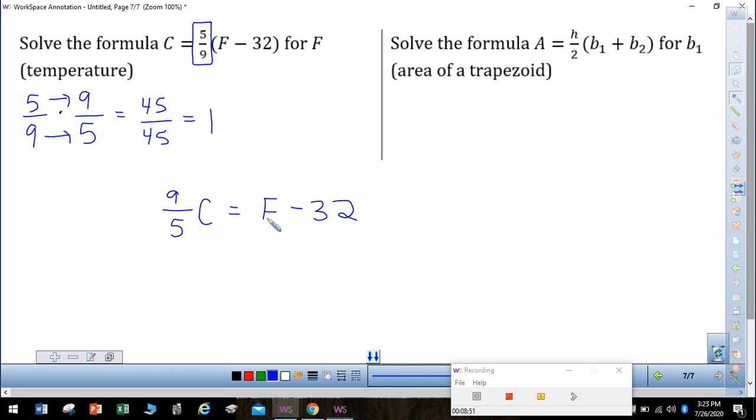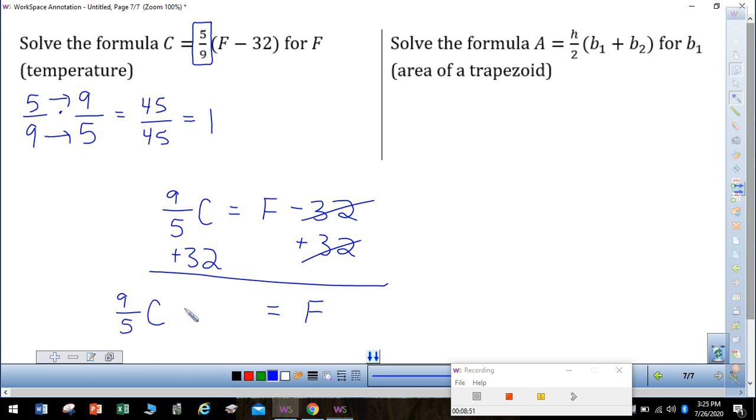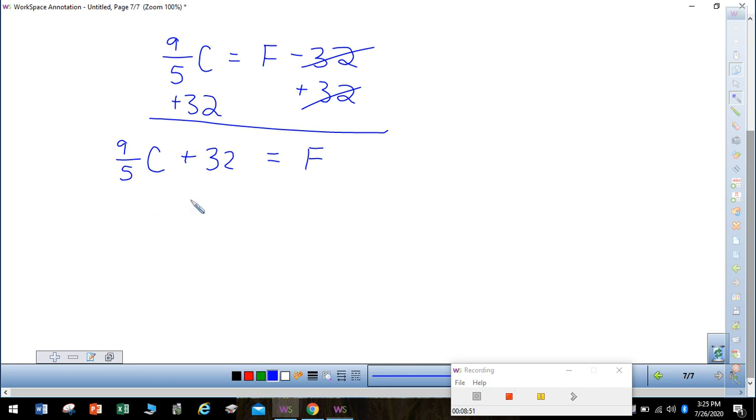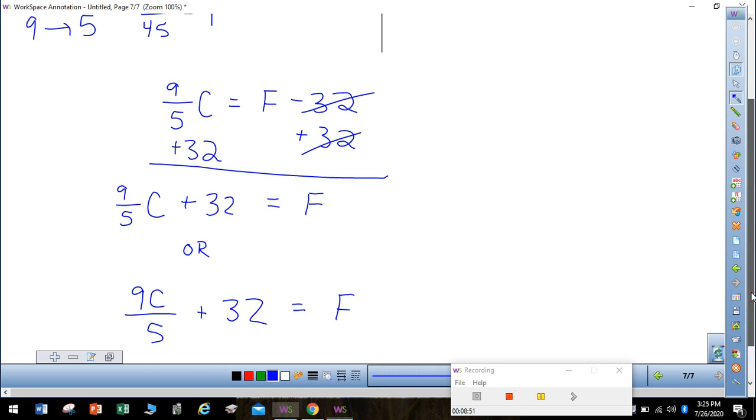Now all we need to do to get F by itself is simply add 32 to both sides. Because it's subtracting 32, addition is the inverse of subtraction. The way it's going to look on the other side is like this, 9/5 C plus 32. So that's our final answer. One other way you could write this, 9/5 times C is the same thing as 9C divided by 5.